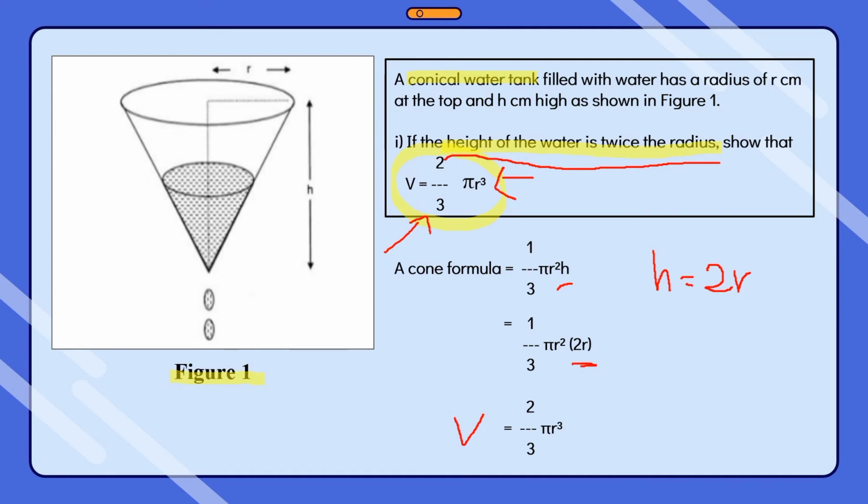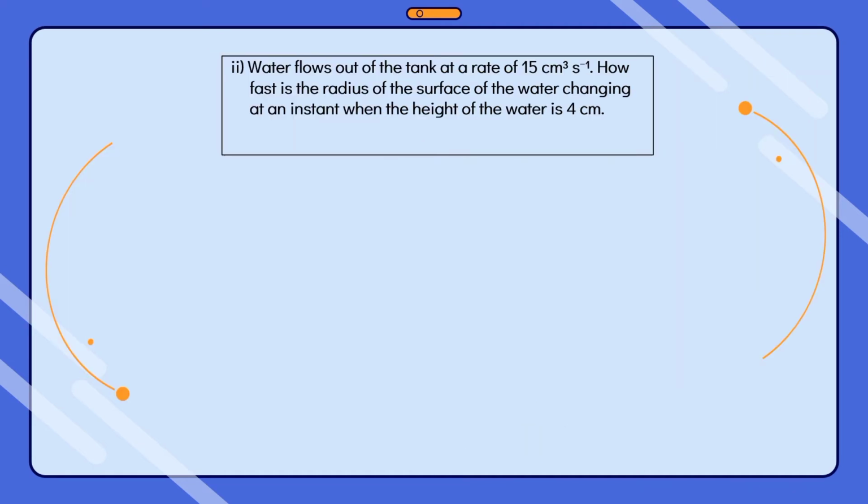It's very simple, right? Okay, so for question number 2: water flows out of the tank at a rate of 15 cm³ per second. How fast is the radius of the surface of the water changing at an instant when the height of the water is 4 cm? So firstly, let's take out all of the information that we can get from the question. Here we have volume equals 2 over 3 pi r cubed, because this one we just obtained from question 1. Okay, so back to the question.